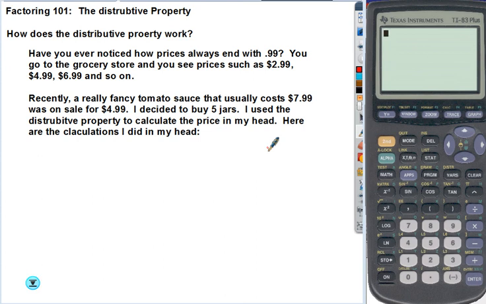Hello, this is Mr. Sullivan, and today we're going to look at Factoring 101, the distributive property. How does the distributive property work?